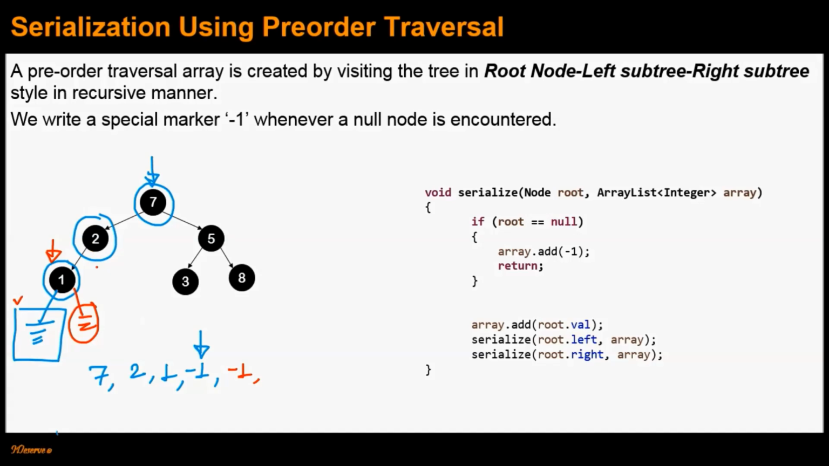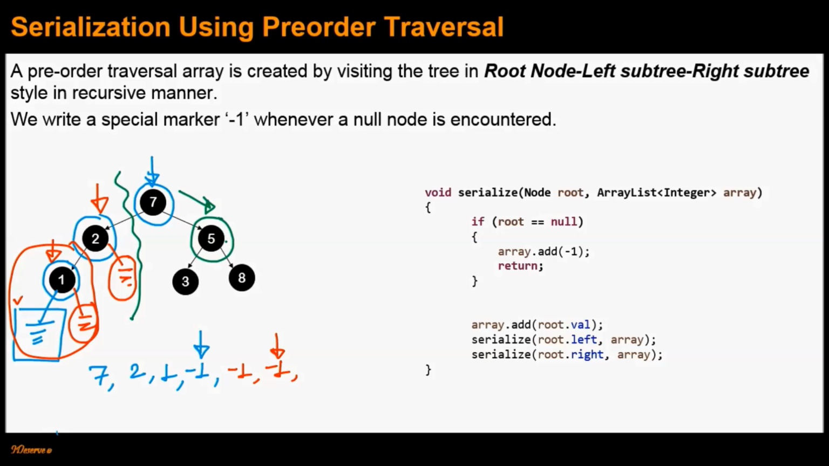Now we are done exploring the left subtree of node 2, right? So we go to the right subtree of node 2. In the right subtree of node 2, only the null node is present, right? So we again write -1 to indicate that. So this latest -1 indicates the right subtree for node 2, which is null. Now at this point, we are done exploring the left subtree of node 7, right? So we go into the right subtree of node 7. The right subtree of node 7 starts from node 5.